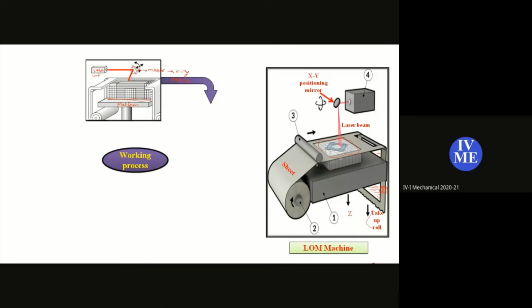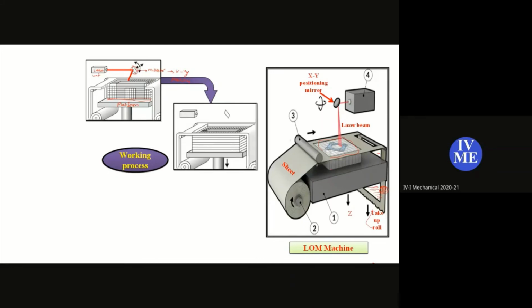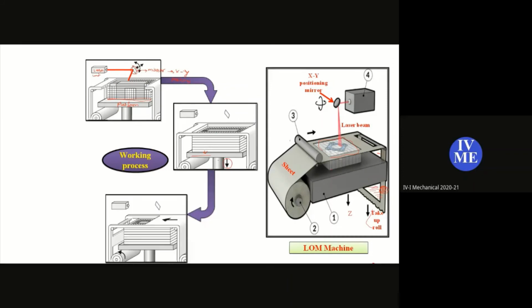Okay, so this is the first process. After the laser cutting, the sheet material is positioned on the platform, and it lowers down because the process is completed, and then a new sheet material comes up.